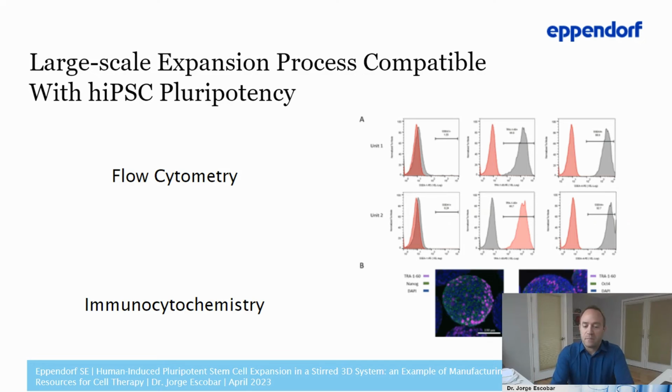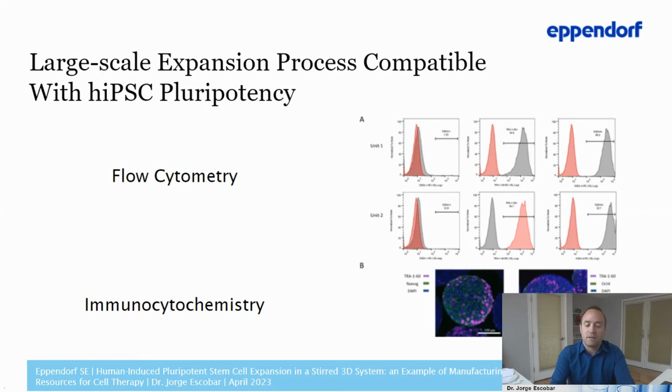And finally, as I mentioned before, large-scale production of human iPSCs while maintaining pluripotency is essential for clinical application. In this regard, we harvested the cell-forming aggregates at day 4, because we did that specific assay on day 4, from both bioreactors. I want to highlight here that the aggregate size was around 400 microns in diameter that day.